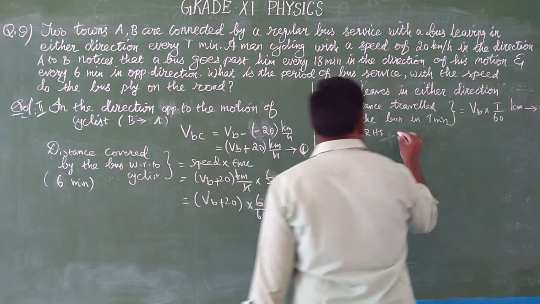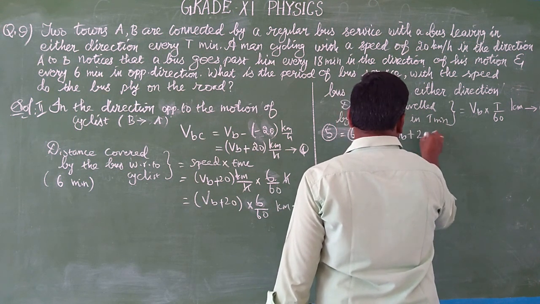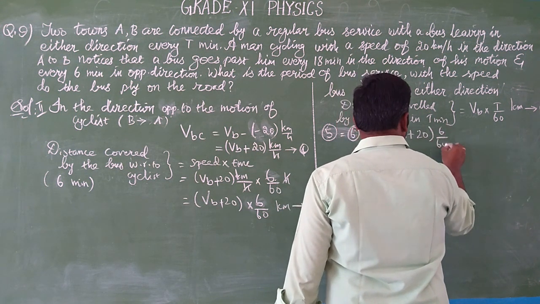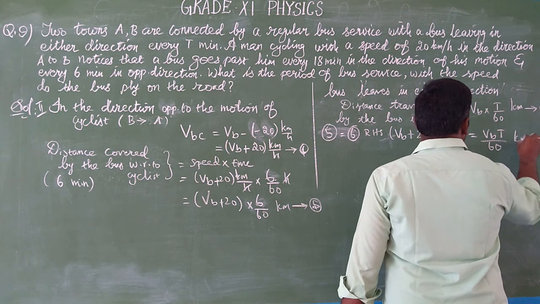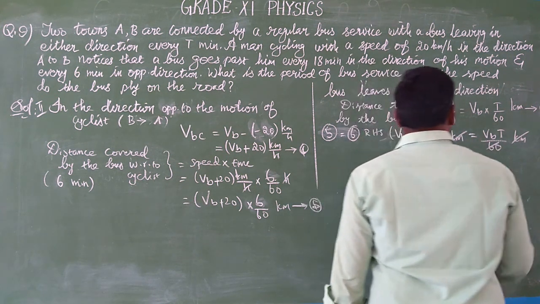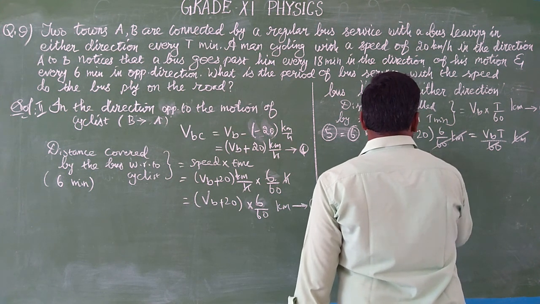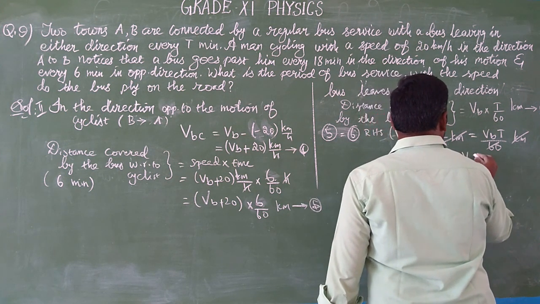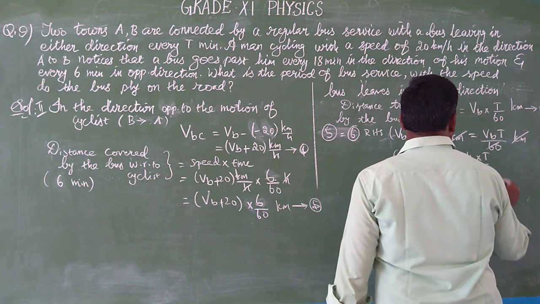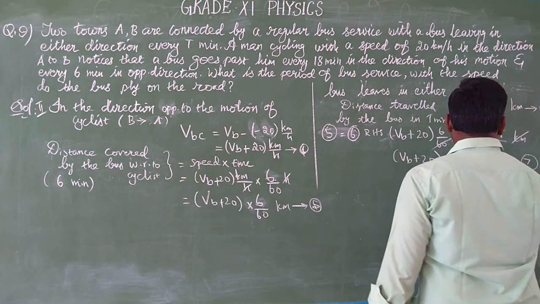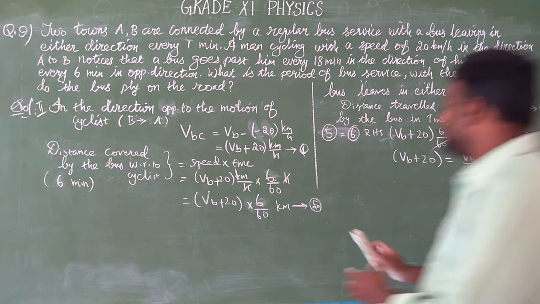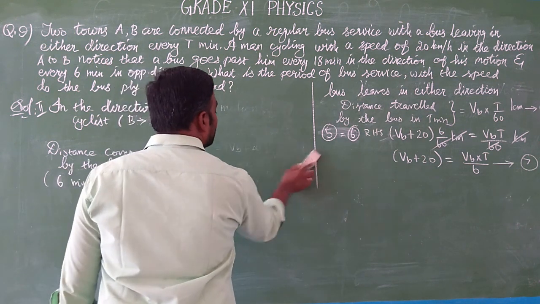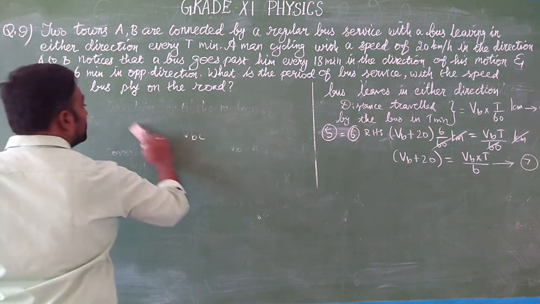This is plus. So velocity of bus Vb plus 20 into 6 by 60 kilometer is equal to velocity of bus Vb into t by 60 kilometer. So the kilometer and 60 we can eliminate. Finally we get Vb plus 20 is equal to Vb into time t divided by 6. This is equation number 7. Now you're going to divide the two equations. Already we had the third equation, so divide equation 7 by the third equation.